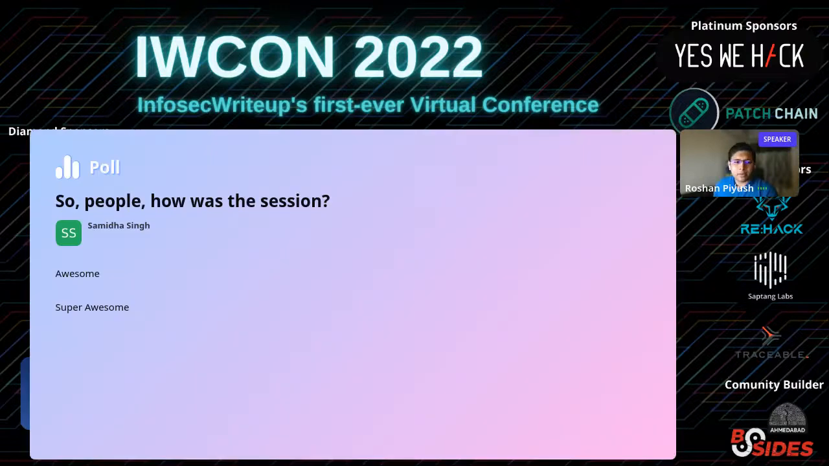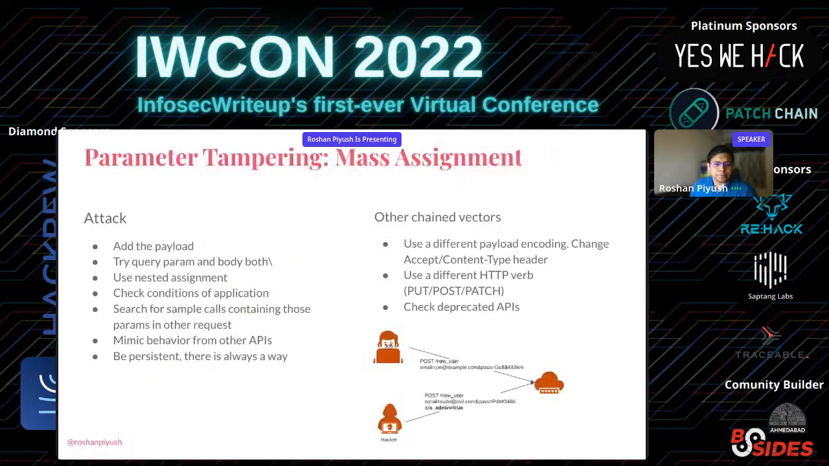And then there is mass assignment. So you add the payload, similar structure, try query and params in both. Also use nested objects. If there is a user object that is being sent in a JSON form, you will realize there is also data user and then again another user. Inject in the nested JSONs as well, and you will see amazing results with those.